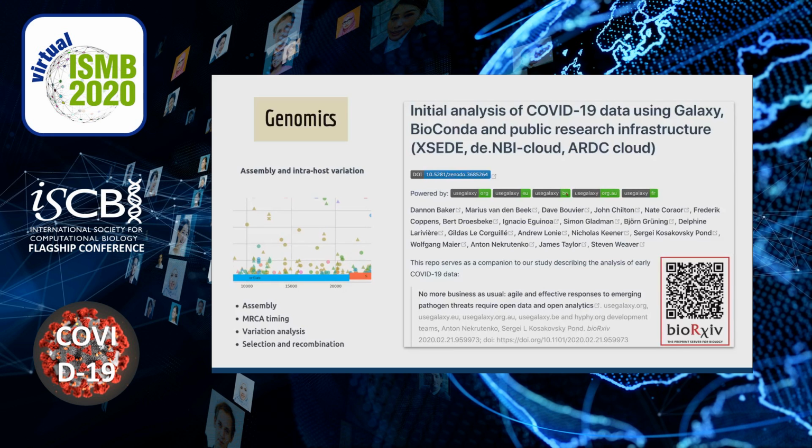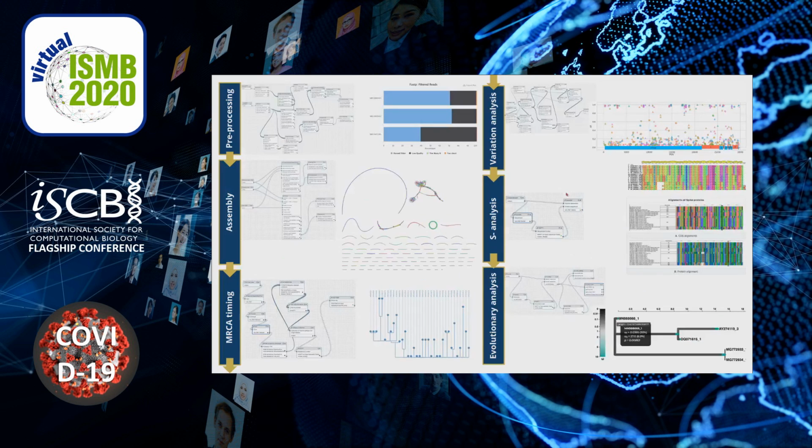So let's start with the genomic aspect of SARS-CoV-2. Since early February, we started to build workflows and started to process the publicly available datasets. For example, we spent a considerable amount of time on pre-processing workflows and pre-processing the publicly available datasets.